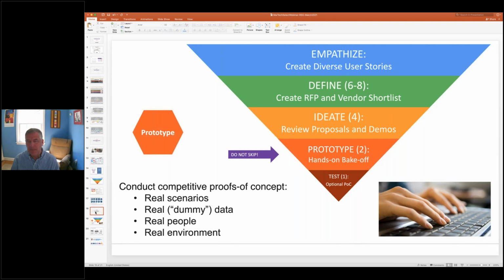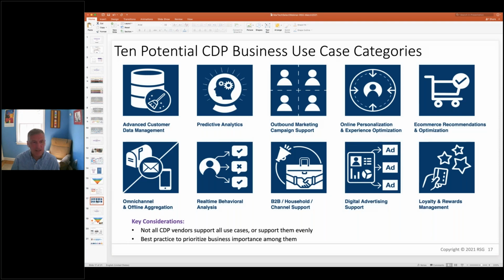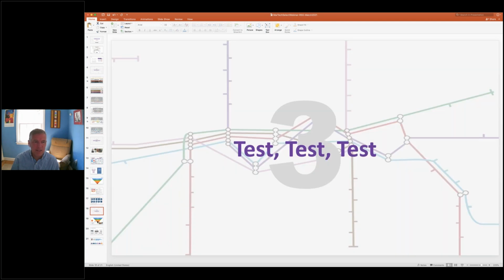But basically I'm in section 3. Before that, we were reviewing the CDP use cases. You may not have seen these on the screen, so I'll show them to you here again. These are the 10 use cases we were talking about with CDPs. Typical CDP vendors can excel at 3 or 4 of them. The key thing is to match up the ones they excel at with the ones that you have. Okay, so test, test, test.